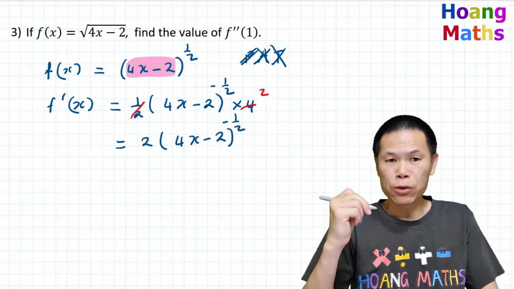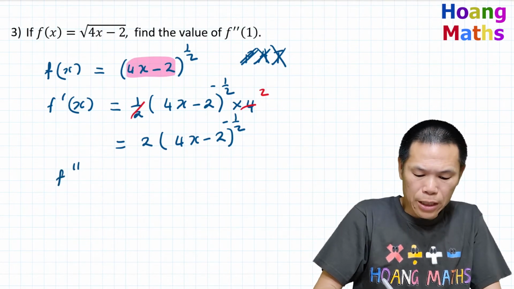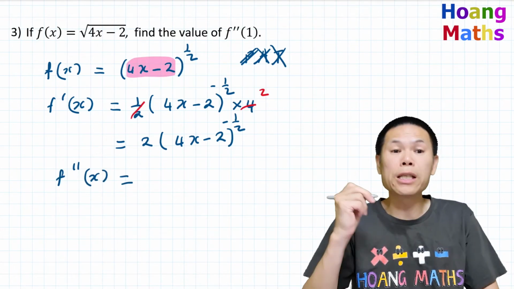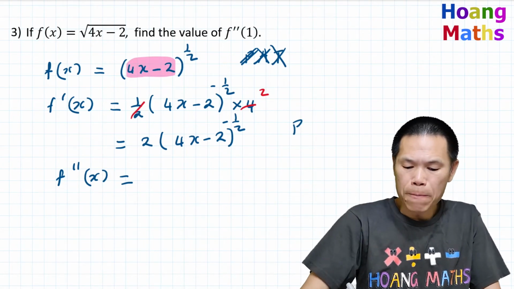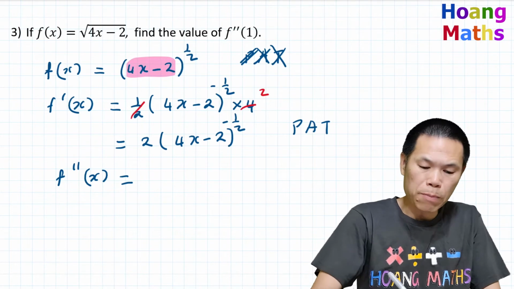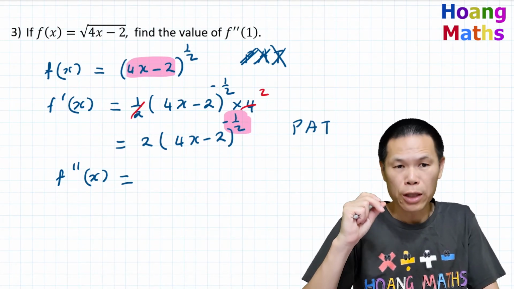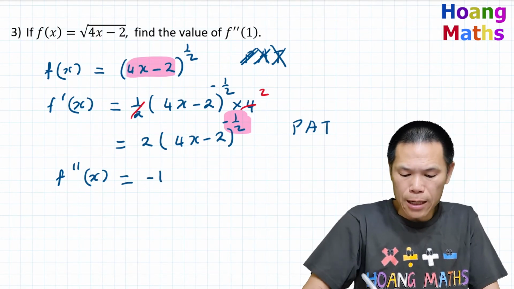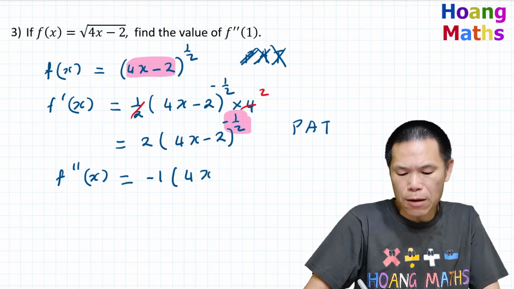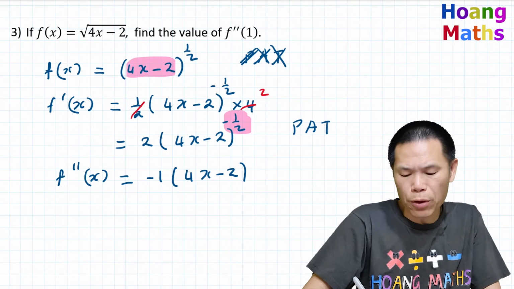But now we need to find the second derivative. So f double dash of x. So we differentiate this, same rule applies, which is use power, angle, trig. So the power, angle, trig. This power here is negative half. So we bring negative half down. So therefore negative half times 2 gives me negative 1. And then we just write this down, 4x minus 2. So negative half minus 1 is negative 1.5 or negative 3 over 2.